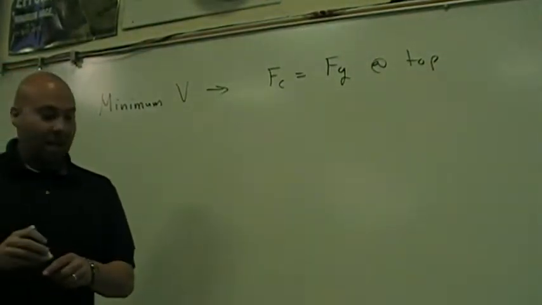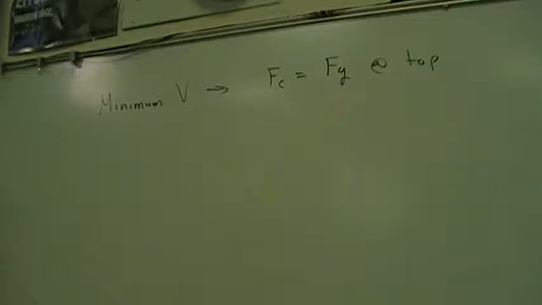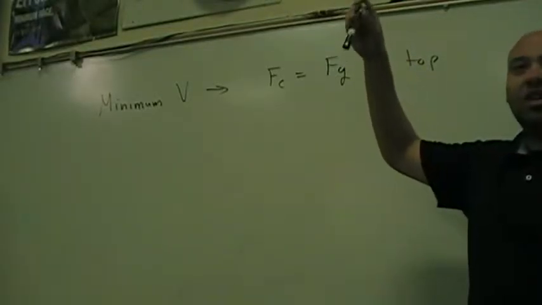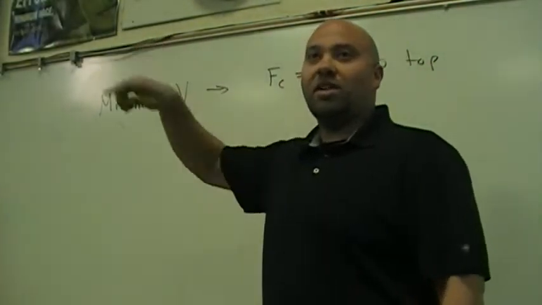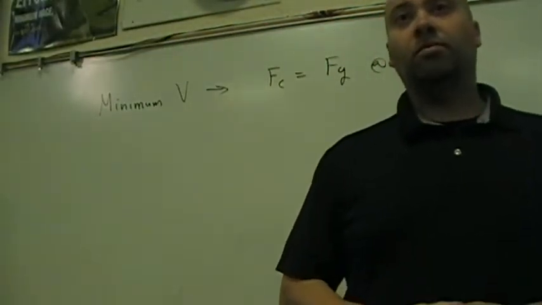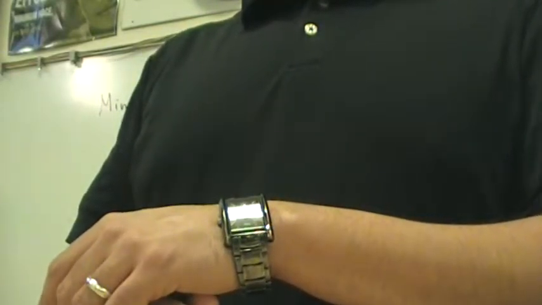So the minimum speed at the top occurs when the centripetal force at the top is equal to gravity. So what we're saying there is we don't require the track to actually have a force pushing down on us. We're just going to use gravity to complete that circle.